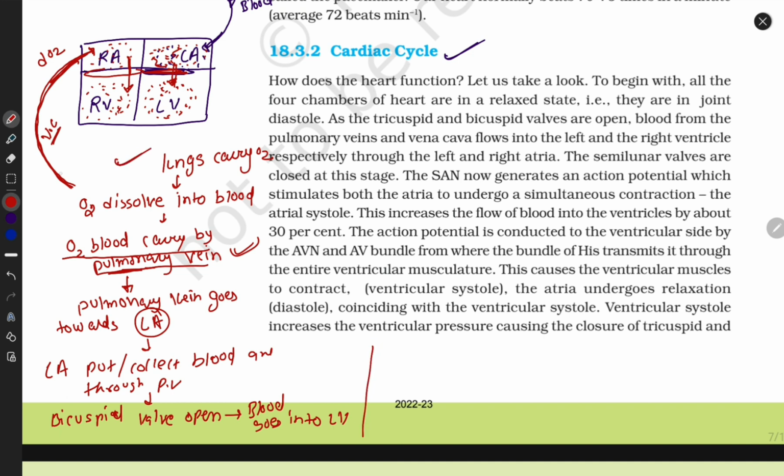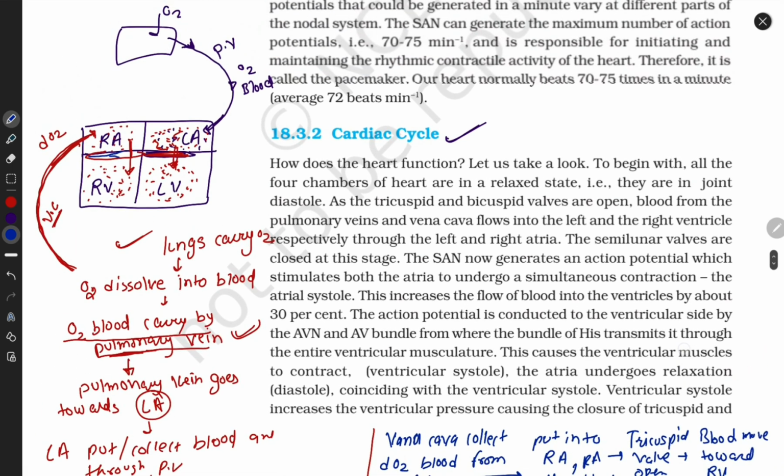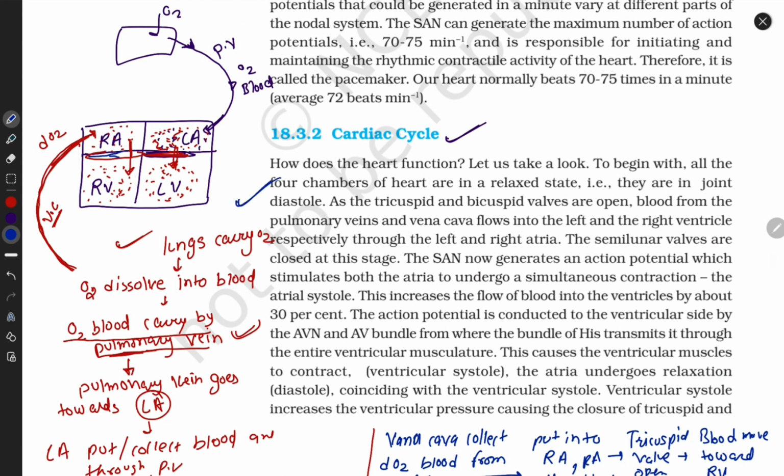And now the next flow chart for this side. Now the vena cava collects deoxygenated blood from the complete body. Okay, now it is put into the right atrium, then the right atrium collects blood, then the tricuspid valve opens, and blood travels towards the right ventricle. This term is clear now. Whatever I say is written here, what kind of valve is open and closed, everything is written here.